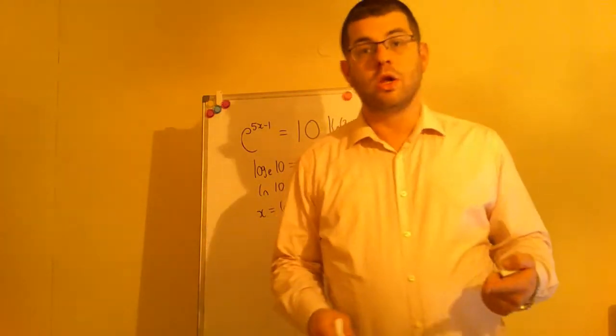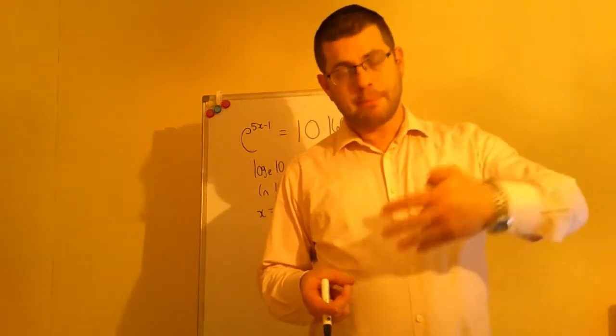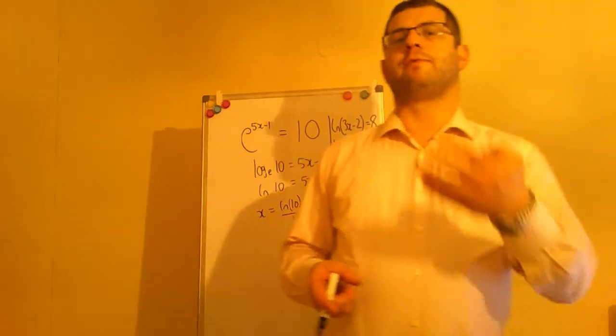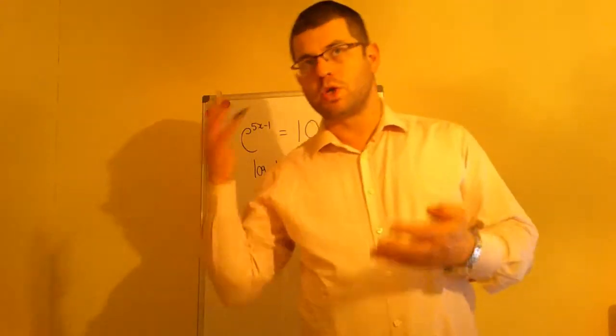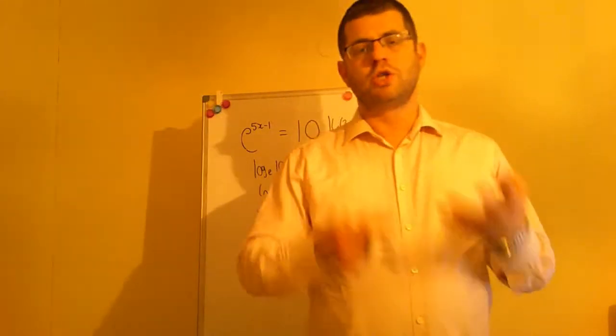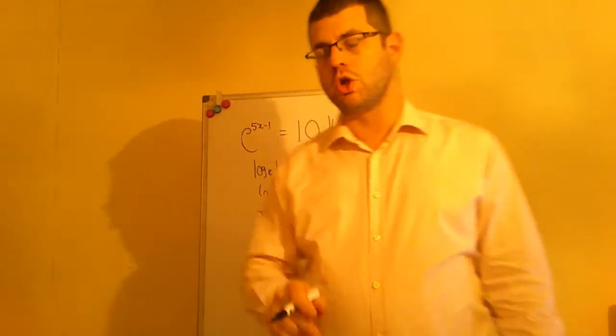Because e and ln are reverses of each other, you can apply them to eliminate the other one. So for example, if I've got x squared, how do I get rid of squared? I use the square root. If I've got x plus 2, how do I get rid of the plus 2? I do the minus 2. So you can exploit the fact that they are reverses, inverse operations of each other.